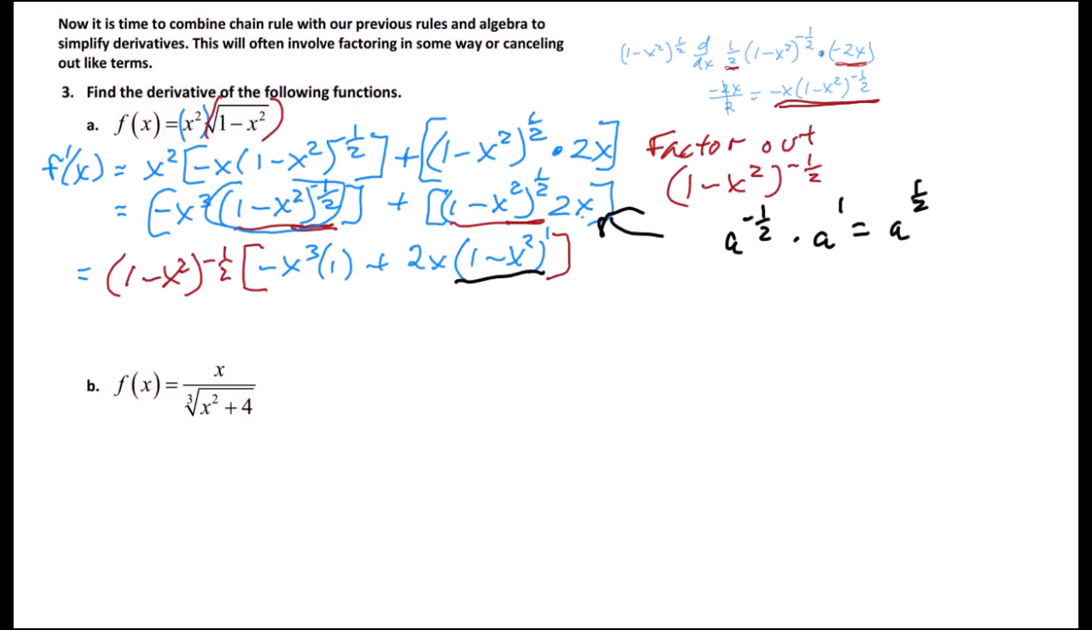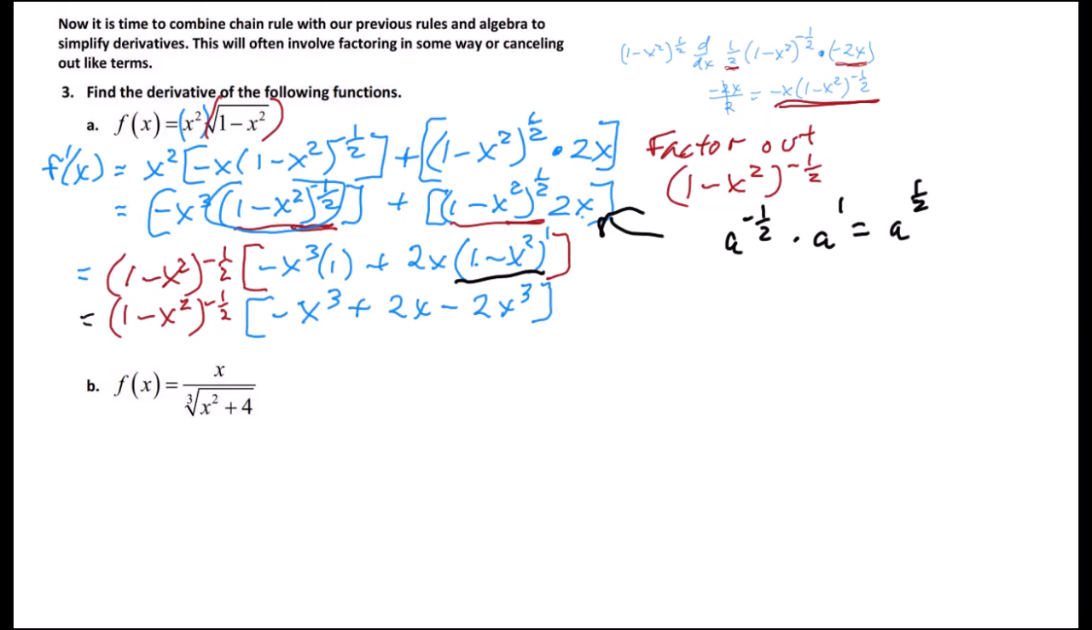Okay. I'm going to leave this in red out here. So I've got 1 minus x squared to the negative 1/2 power. What does that leave me on the inside? I'll write it in blue. I've got negative x cubed plus, when I multiply this 2x times 1, I get 2x. When I multiply the 2x times negative x squared, I get negative 2x cubed. It's getting simpler. It's getting simpler.